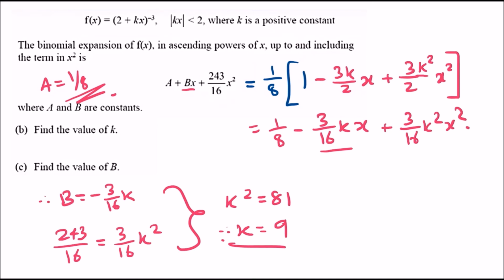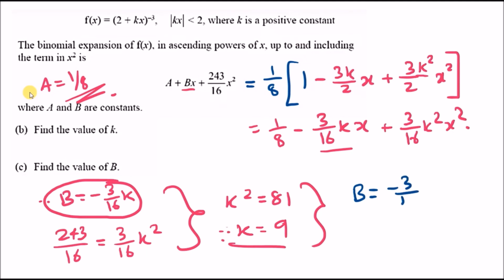And that's it. Putting k equals 9 into the b equation, we can say that b must equal minus 3 over 16 times 9. This should give us minus 27 over 16. And that's it, guys. I hope this video helped, and let me know if you have any other questions.